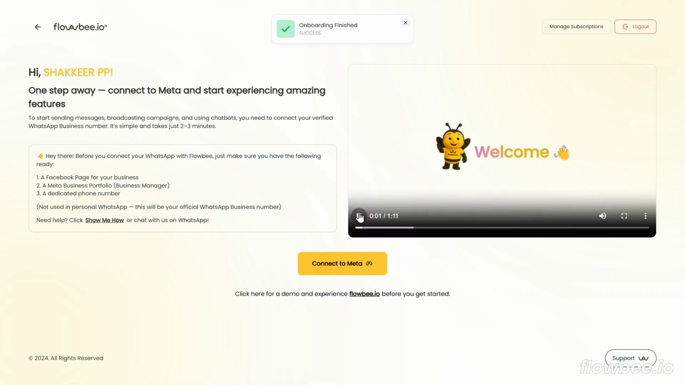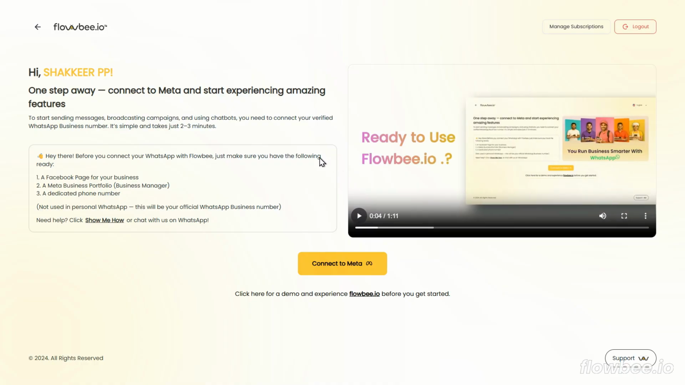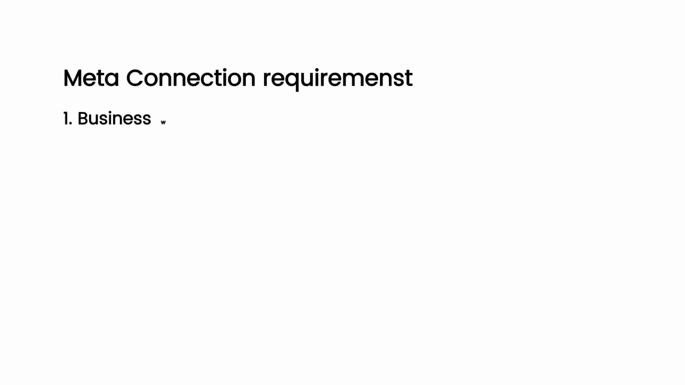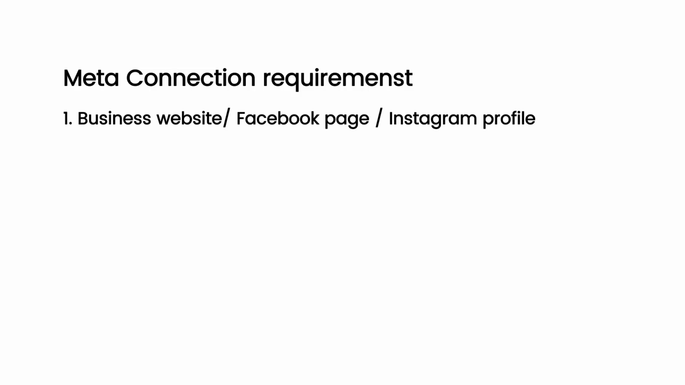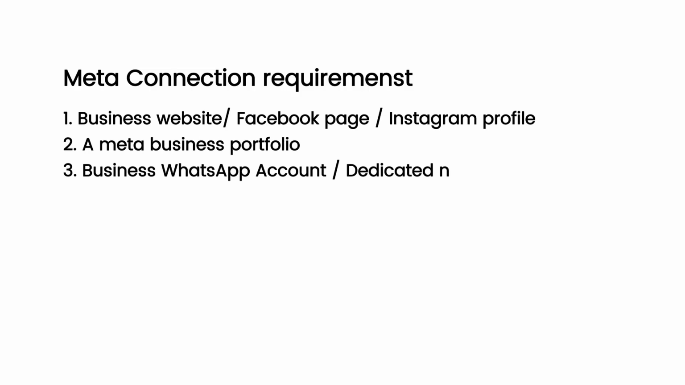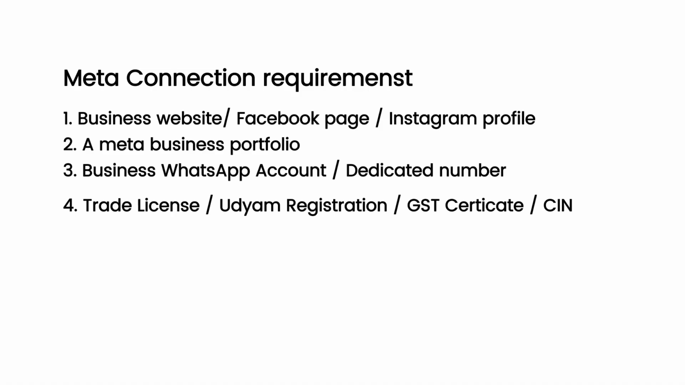Now, let's connect your account with Meta. Before connecting, make sure you have the following ready: a business website, Facebook page or Instagram profile, a Meta business portfolio, a WhatsApp business account or a new dedicated number. For full access and higher limits, you may also need business documents like trade license, GST, CIN or MSME, a proper business website. To get a display name and higher broadcast limits, business verification may be required.